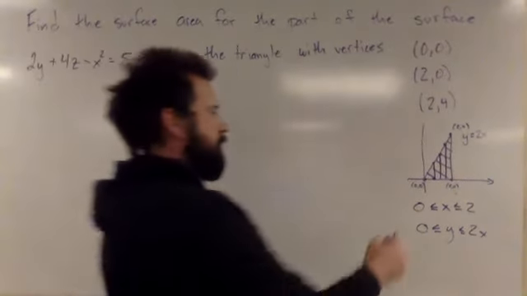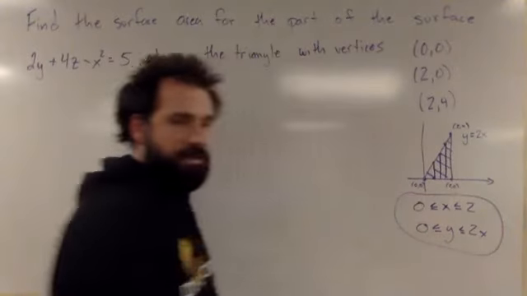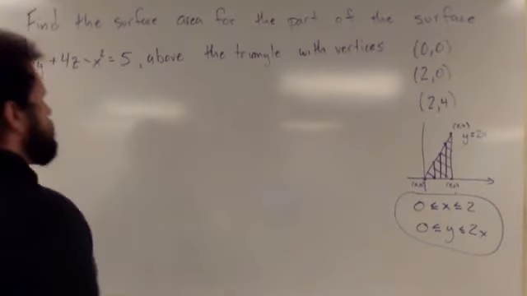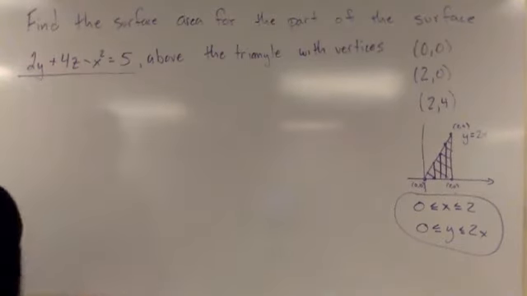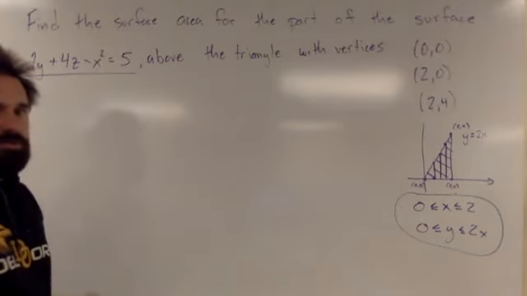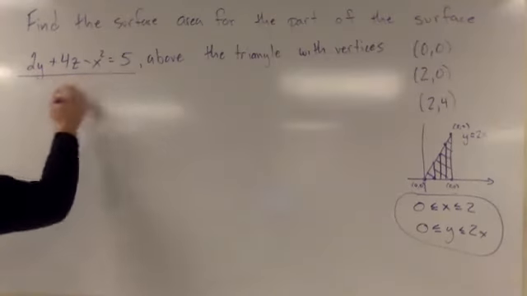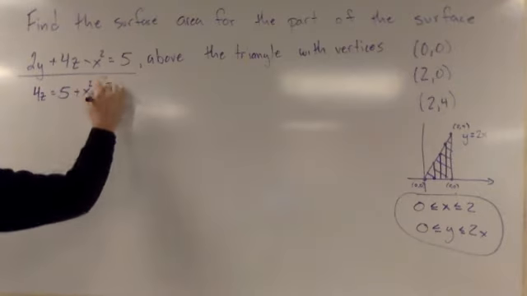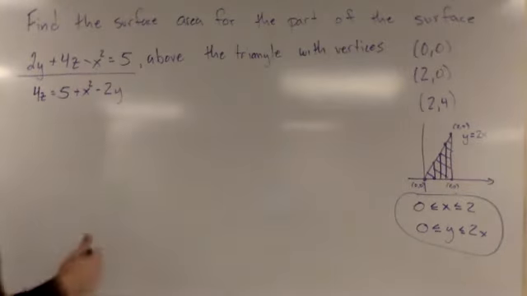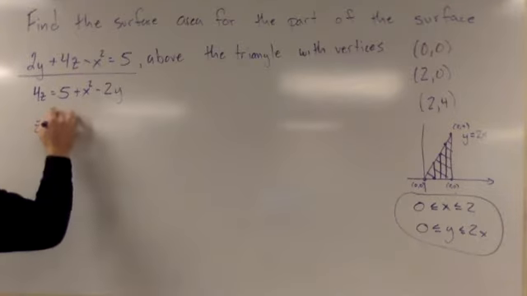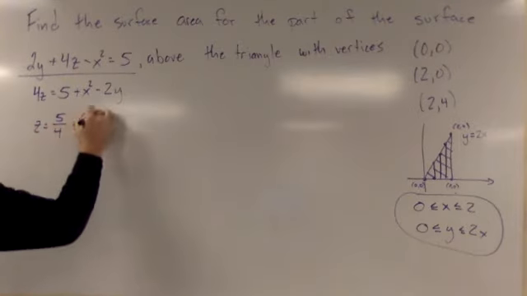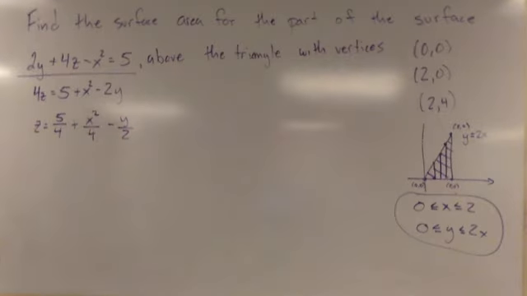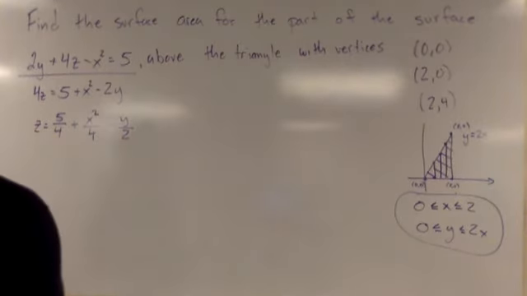Okay, so that's my region. That tells me how I'm going to rewrite my dA into my iterated integral. The next thing I need to do is let's move over here and talk about our relationship. To find partials, I need to write this so that it's z equals. So I'm going to manipulate this. This tells me that 4z is equal to 5 plus x squared minus 2y. I'm going to divide everything by 4, so I get z is equal to 5/4 plus x squared over 4 minus y over 2. So that gives me my relationship as a function of x and y.